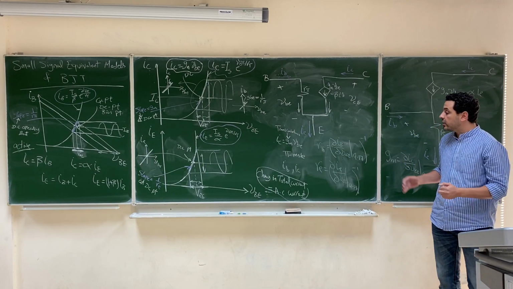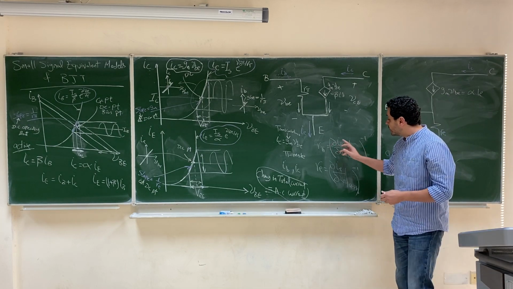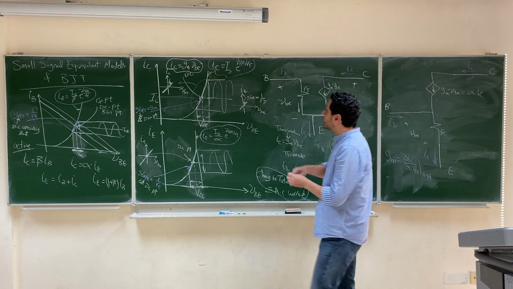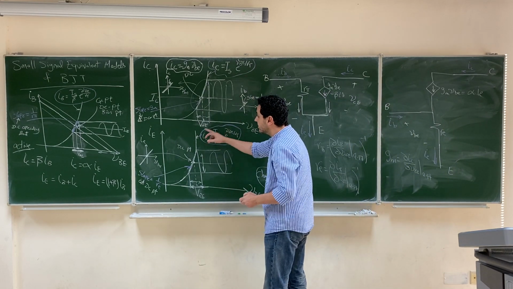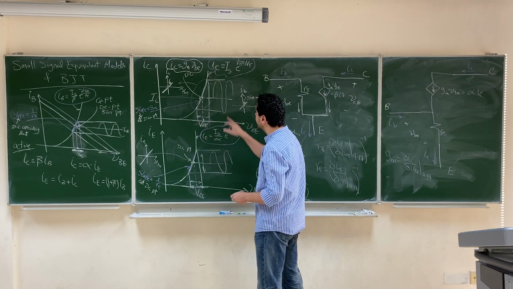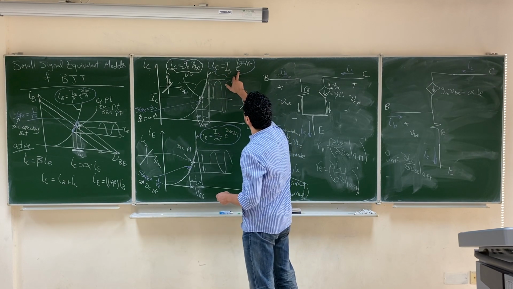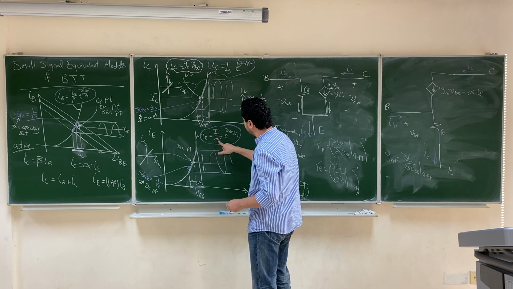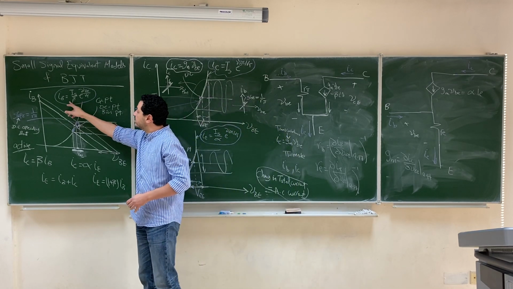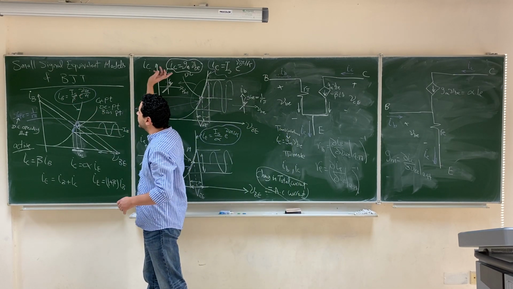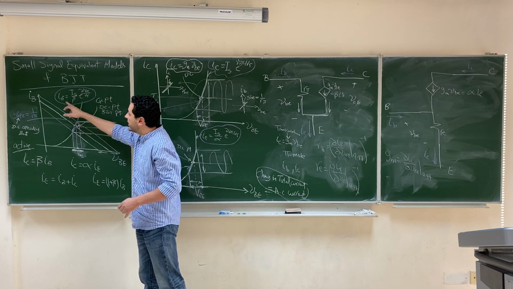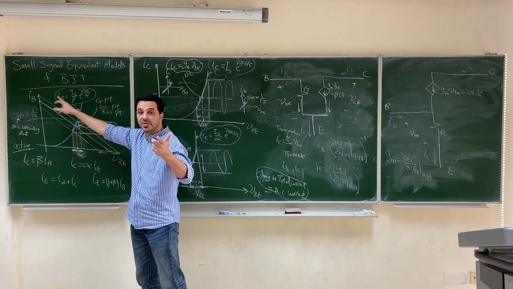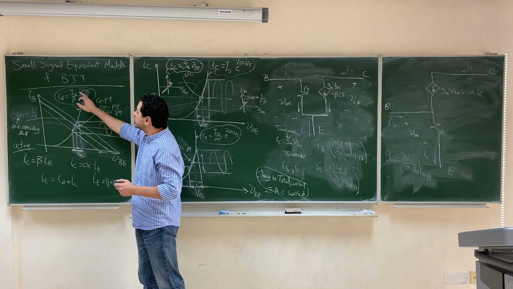In order to do that, we go back to the relations between I base and VBE, IE and VBE, IC and VBE, which are these relations circled in the purple color. This is the relation between IC and VBE. The relation between IE and VBE is the same but divided by alpha. And this is between I base and VBE, same as IC but divided by beta. These relations are between the total currents, total meaning AC plus DC, and the total voltage VBE.